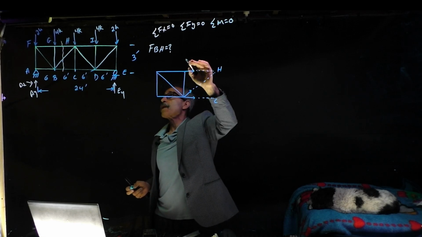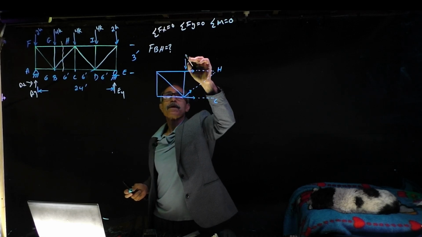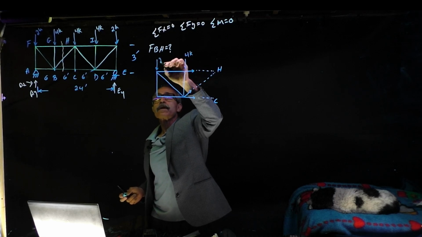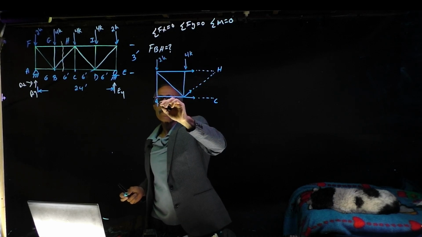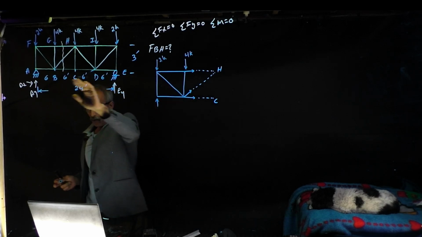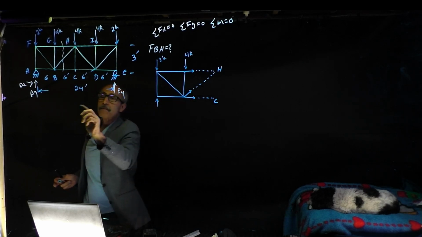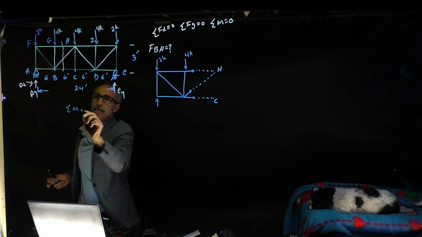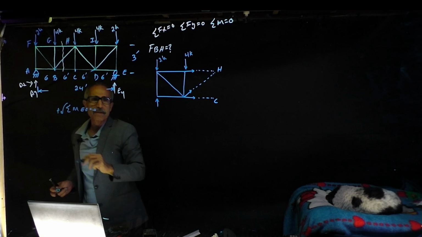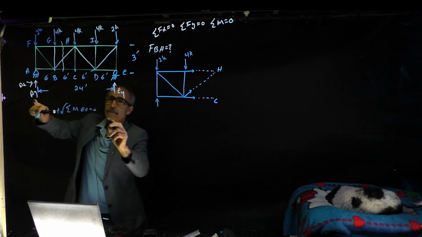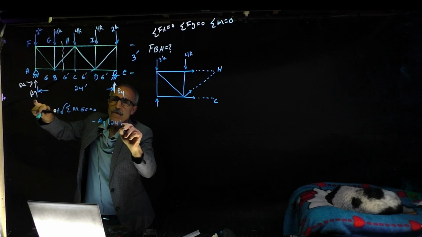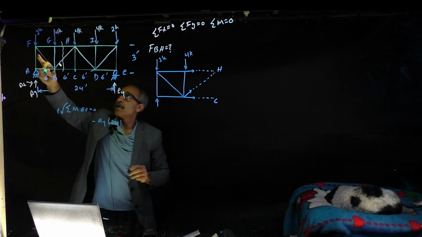Right here we had 4 kips, and here we have 2 kips, and here, oh, we've got to figure this out. So let's figure this out quickly. I'm going to take a moment about E. Summation moment about point E is equal to 0, counterclockwise is positive. And I'm going to have A_Y, it's going to be negative, minus A_Y times 24. I have nothing else.